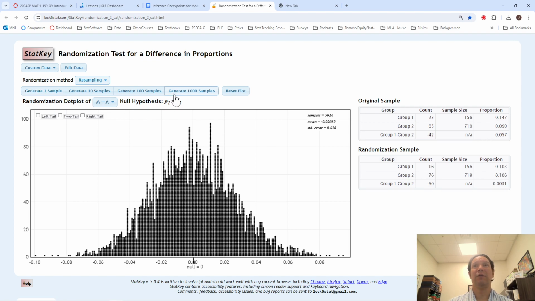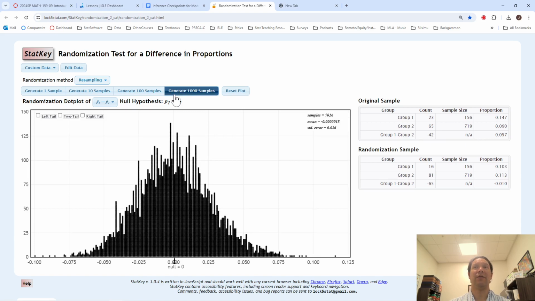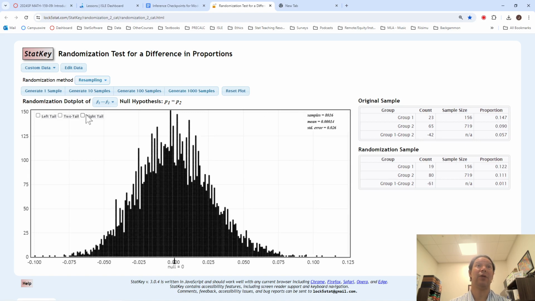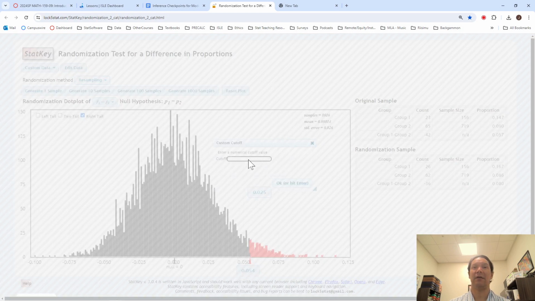Once we've done a good amount of resamples, 8,000 is plenty, we're going to go to right tail and type in this percent right here, this 5.7%.